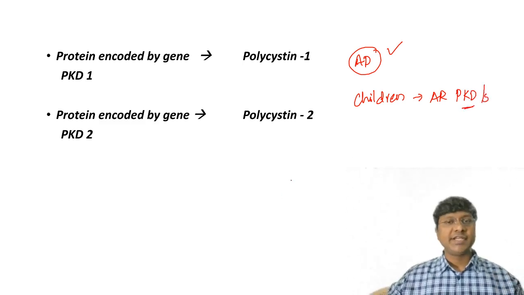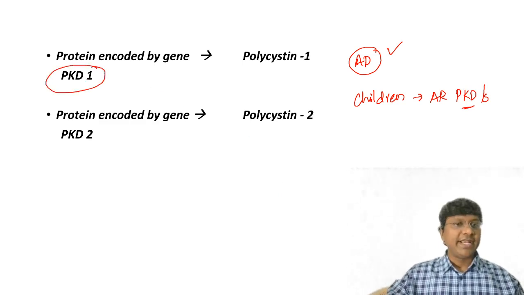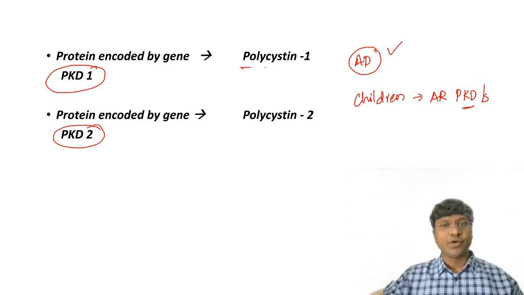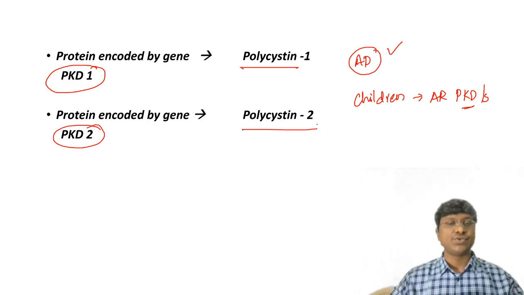And this polycystic kidney disease is mainly because of gene mutations. And what are these gene mutations? PKD1 and PKD2. And these genes encode for proteins called polycystin 1 and polycystin 2.